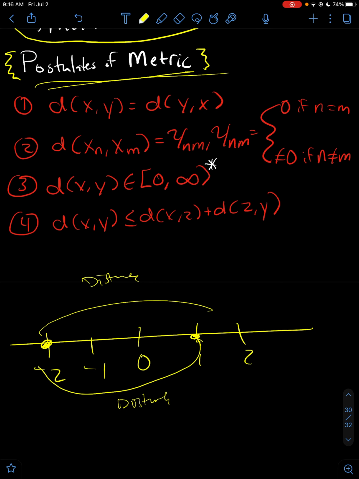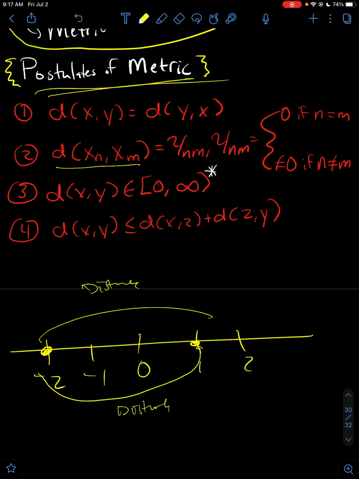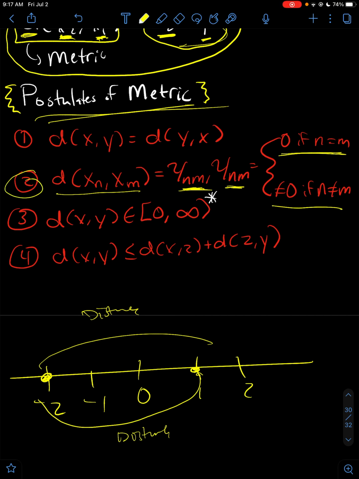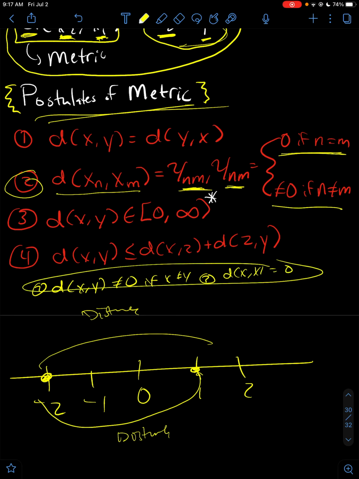But yeah, another postulate is that d(xn, xm) should be gamma nm. Now this symbol I just invented myself. You won't find this in textbooks. I just invented it myself to make the postulates a bit more compact. So d(xn, xm) equals gamma nm, where gamma nm is defined as 0 if n equals m and not 0 if n is not equal to m. Usually in textbooks, they'd make this single postulate be two separate postulates, where d of xy is not 0 if x is not equal to y, as one postulate, say 2, and then 3 would be d(xx) equals 0. But I just wanted to make it one rule to make it more short. So yeah, that's why you won't find this notation in textbooks.